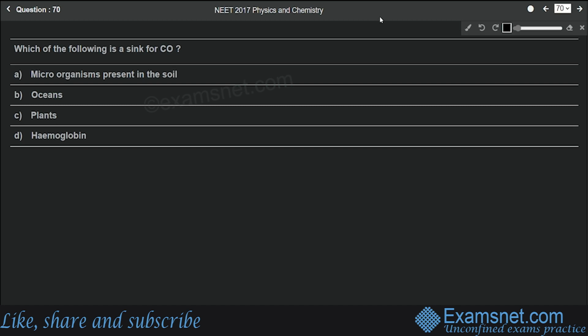Question number 70 is from the chapter Environmental Chemistry, and the question is, which of the following is a sink for carbon monoxide? Okay, so this is a very direct question. Options are microorganisms present in the soil, then oceans, plants and hemoglobins, and the correct answer is microorganisms present in the soil. So this is a very direct and very simple question, so the answer will be option number A.